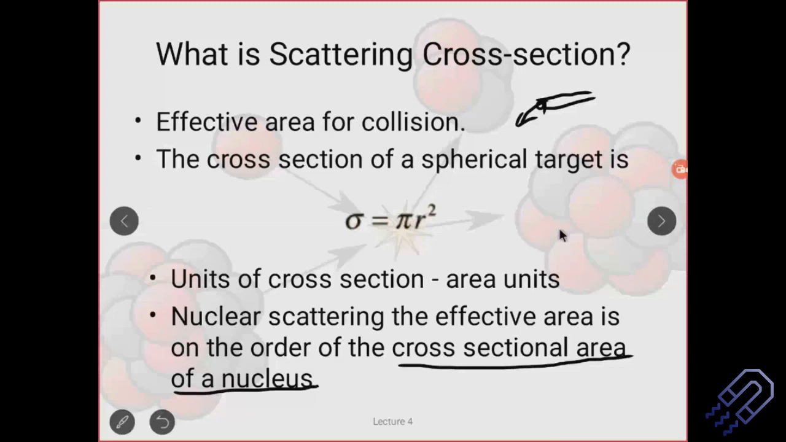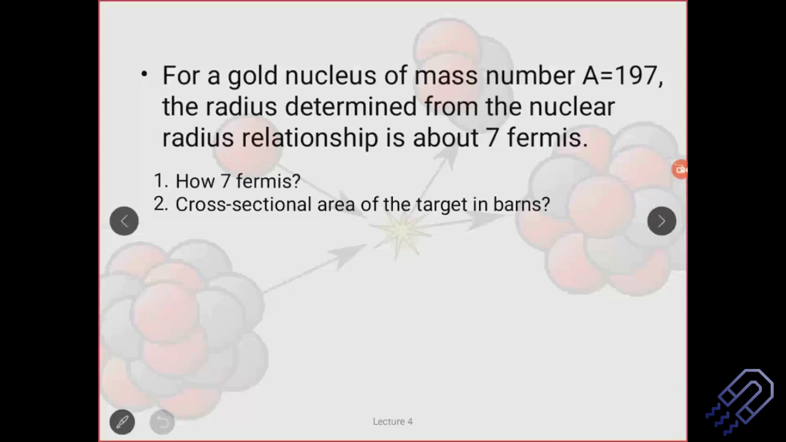I don't think we need to show the calculation here because it's simple, right? We already know that R is equal to R naught A to the power 1 by 3. So then what you do is R naught is 1.2 into 10 to the power minus 15, and for 197 you take the cube root. It will be approximately 6, and then you multiply it with 1.2 and you get around 7 fermi. So you can do the calculation.